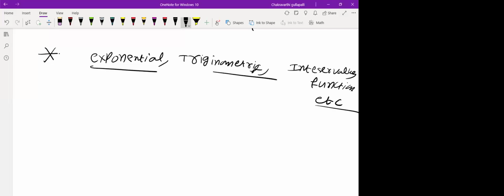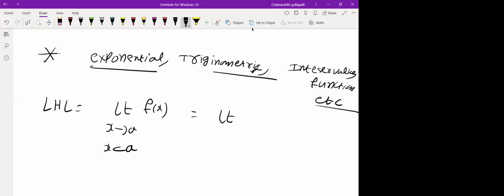The concept we require for LHL, limit x approaching a of f(x) with x less than a, is called the h concept. Less than a means a minus h. What is h? A very small quantity. Less than a means from a you subtract something positive. If h is negative, it will become greater than a.